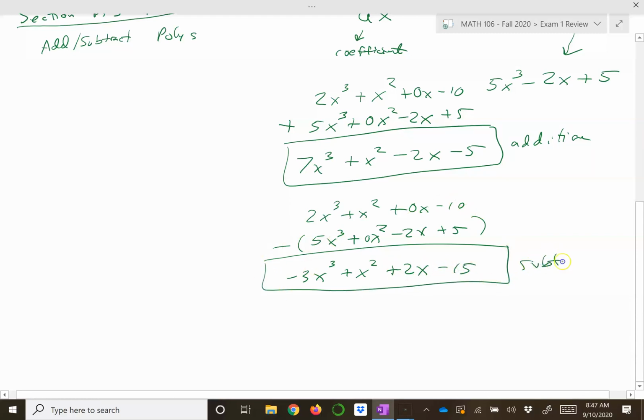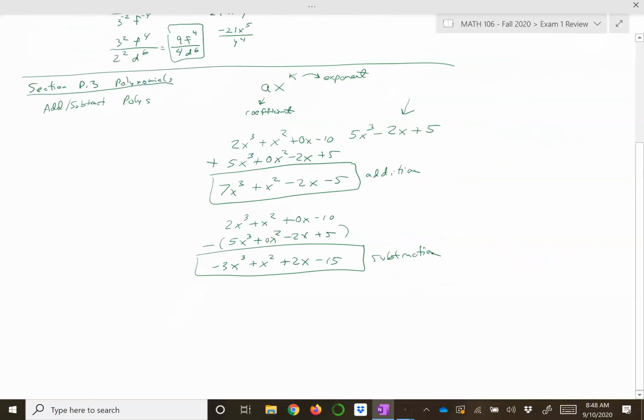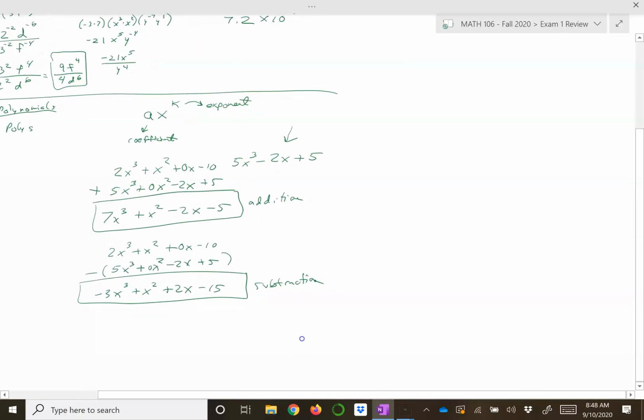So that's subtraction. Okay? So adding and subtracting, one type. And yeah, I had you do that on the quiz as well. What else do we have?